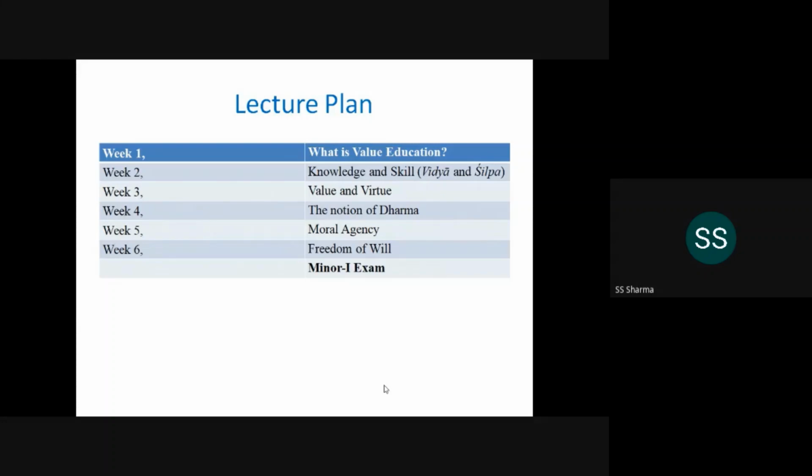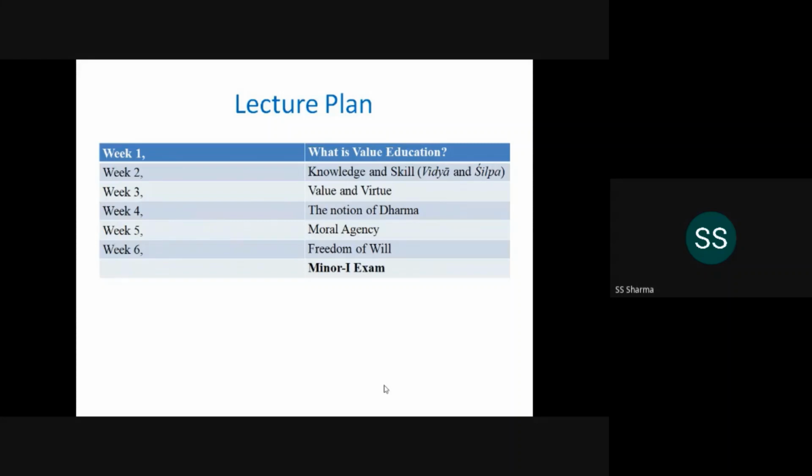Then we will also discuss moral agency. Now, who are moral agents? Whether moral agents require some kind of behavior which is different from non-moral agents, or whether somebody can receive a certain kind of behavior because of moral agency or not. All these things we'll be discussing in the later part of the course, in week 5. And last but not the least, before the minor 1 examination, we will be discussing the freedom of will.